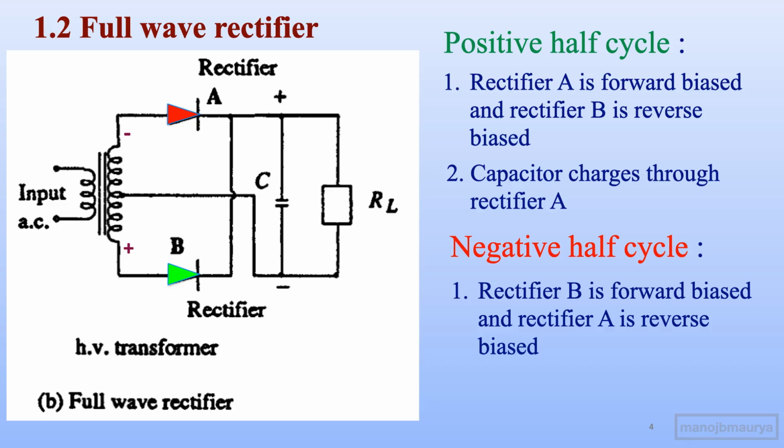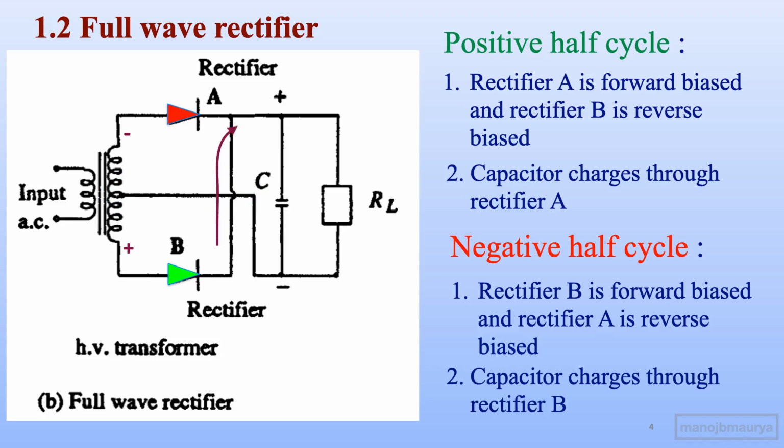Next, we are going to show how the current flows through the circuit during negative half cycle. So please pay attention to the flow of current. It will flow through rectifier B, then to the load RL and back to the center tap, and the capacitor charges this time through rectifier B as shown by this flow in the diagram.